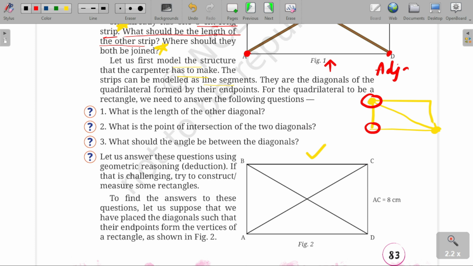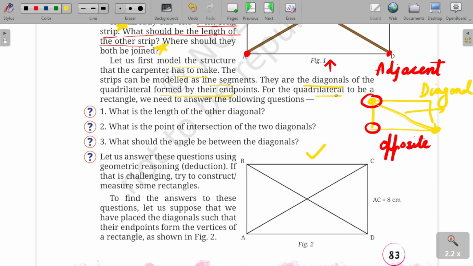Adjacent, we used these words earlier also, and opposite. So there is a difference between them, so keep this in mind. When we join the opposite corners, then we get a diagonal. So this is called a diagonal. So they are the diagonals of the quadrilateral formed by the endpoints.